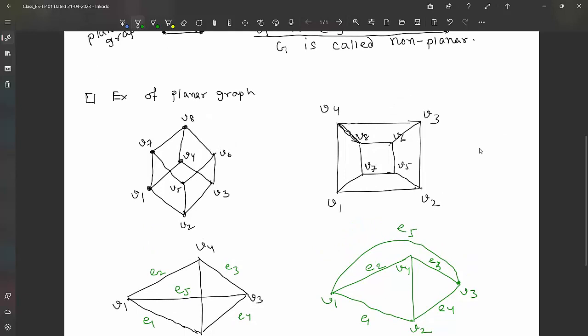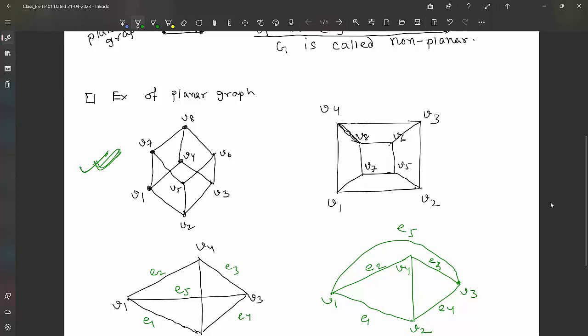So planar graph means if it is possible to draw a graph in this way, that no edges are intersecting, and in a plane you can draw that, then it is a planar graph. That means this is a planar graph.